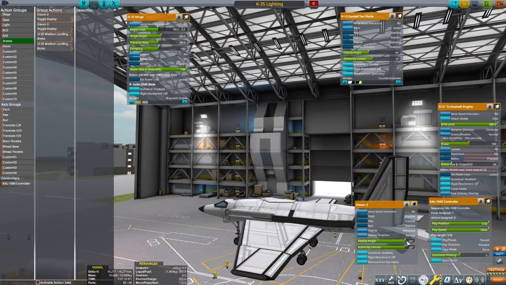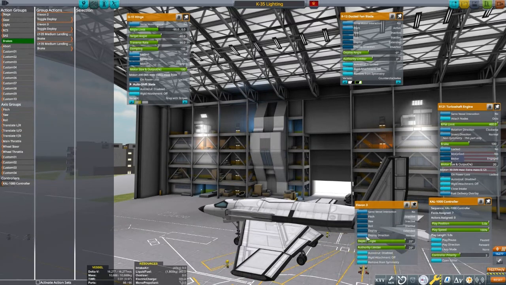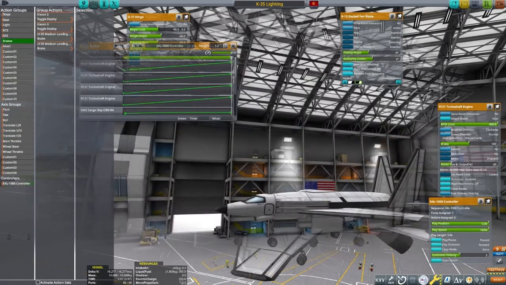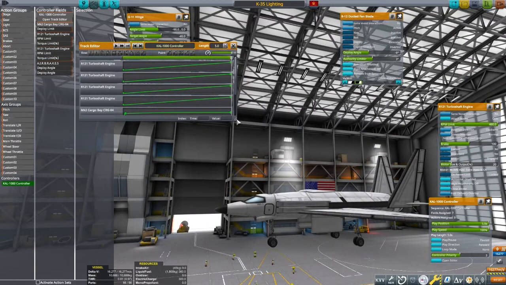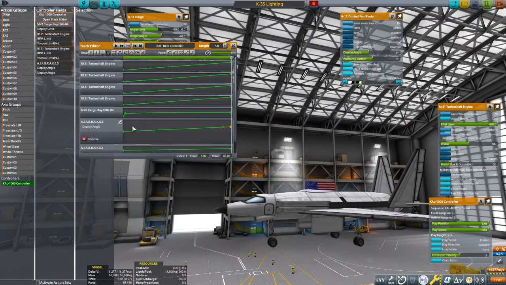The CAL itself is bound to the up-down translation keys. The torque and speed of the motors increase linearly, as does the deployment of the air brakes. The cargo bay doors open quickly after starting the motors. Having the lift fans in the cargo bay means they do not produce any drag when the doors are closed for horizontal flight. And that's how I set up my F-35B.